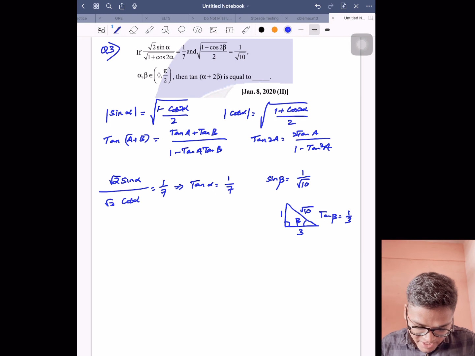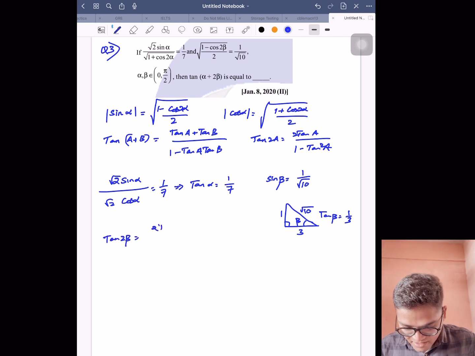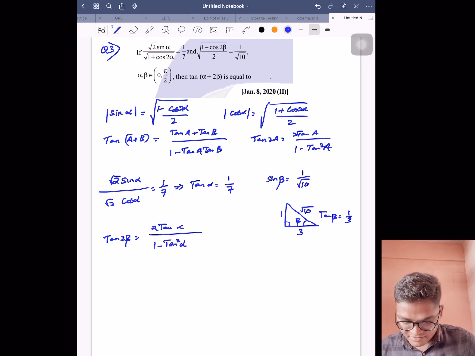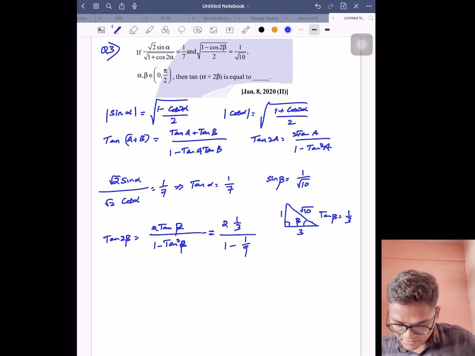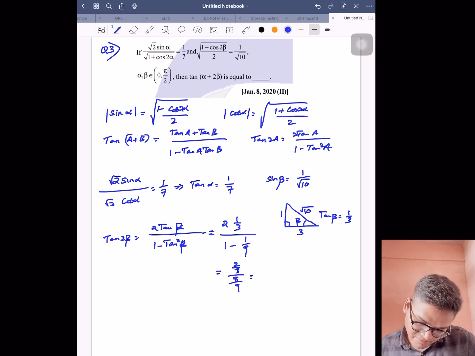So tan 2 beta, you can find it from this. 2 tan beta by 1 minus tan square beta. So that will become 2 into 1 by 3 divided by 1 minus 1 by 9. 2 by 3 by 8 by 9. That will become 3 by 4.